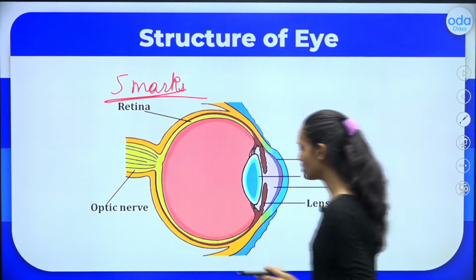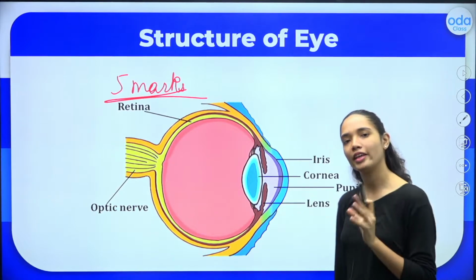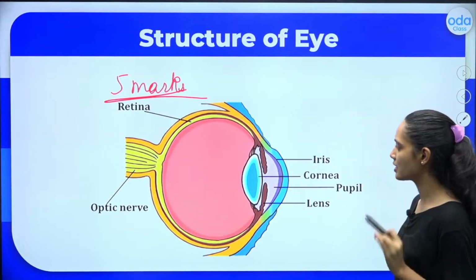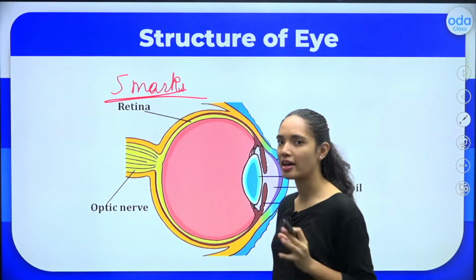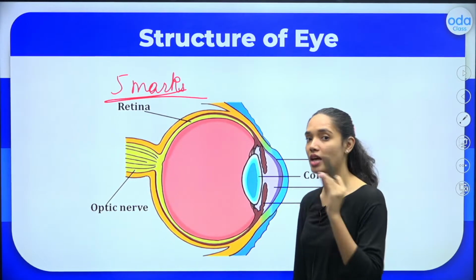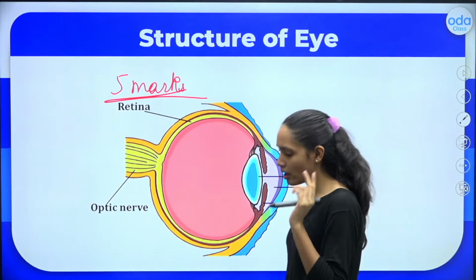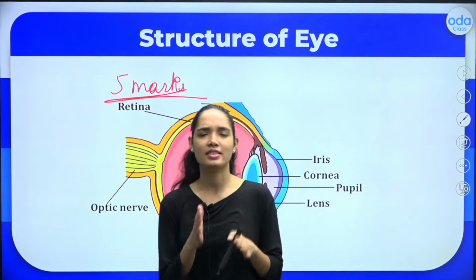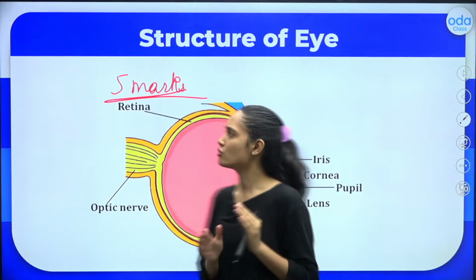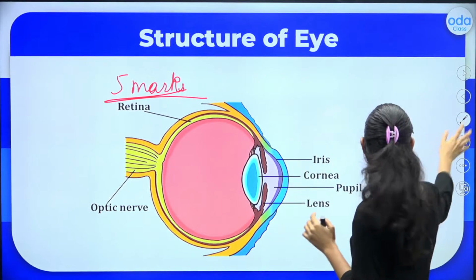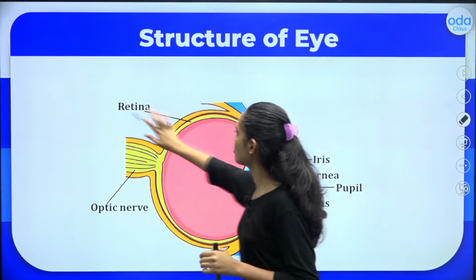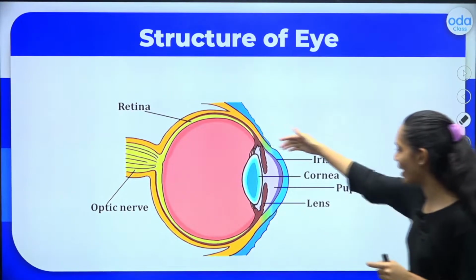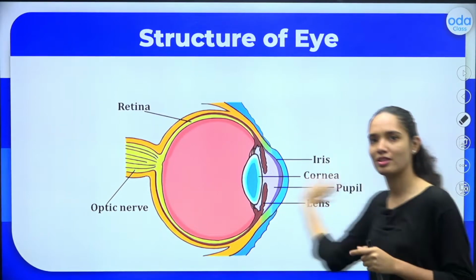So students, to understand the working of the eye, always remember, at least you need to know where the retina actually is and where the optic nerve actually is. Let us learn step by step. You have this structure where there is the retina. You have the optic nerve, the iris, cornea, pupil, and lens through which the light enters.